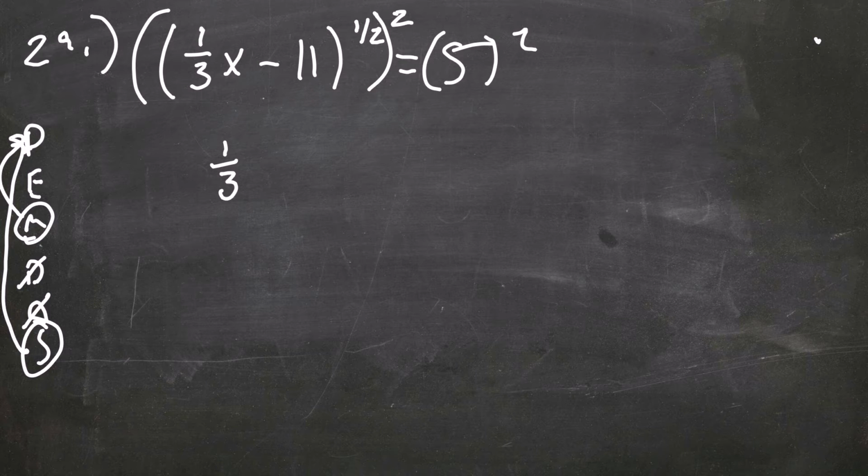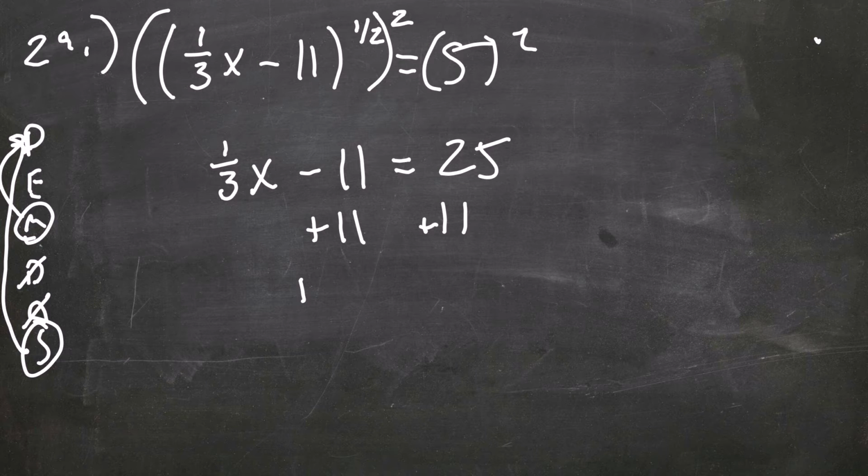I get 1/3 x minus 11 equals 25. I add 11 to both sides. Because I'm doing PEMDAS backwards, I get 1/3 x equals 36. Multiply both sides by 3, I get x equals 108.